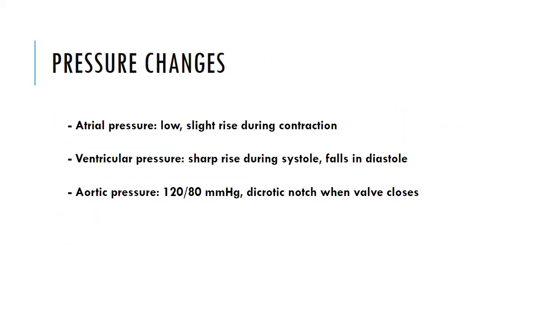Throughout the cycle, pressure inside the chambers is constantly changing. Atrial pressure is usually low with a slight rise during atrial contraction. Ventricular pressure, especially in the left ventricle, shoots up as high as 120 millimeters of mercury during systole and drops near zero in diastole. Meanwhile, aortic pressure stays fairly high, about 120 over 80, with a small dip called the dicrotic notch when the aortic valve closes.